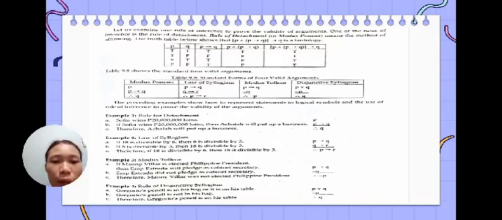So here is an example of disjunctive syllogism. So A is Gregorius' pencil is in his bag or it is on his table. B. Gregorius' pencil is not in his bag. So therefore, Gregorius' pencil is on his table.